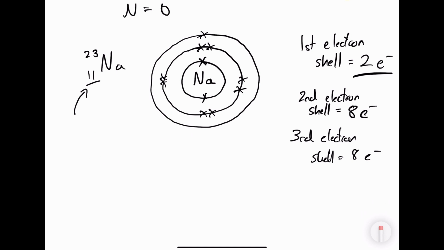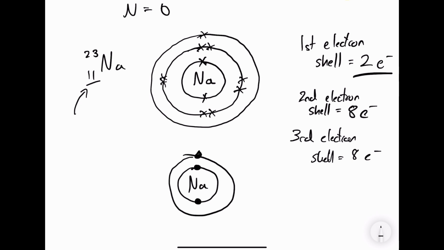Now you can use dots if you want to. So the same thing with dots would look like this. But typically, if it's just one atom, then we would use crosses, but it doesn't really matter. There, so there's the same thing with dots.